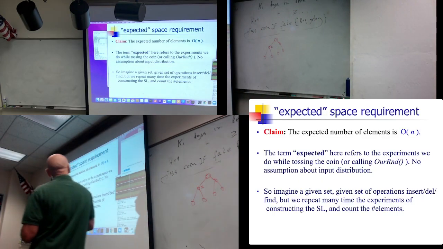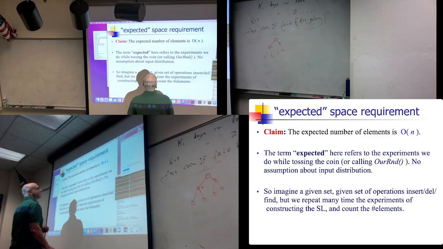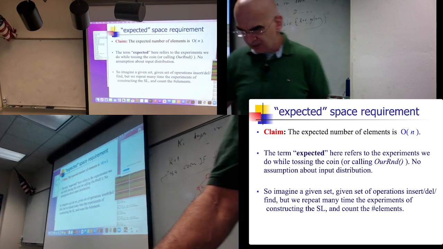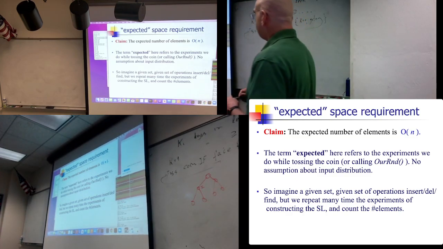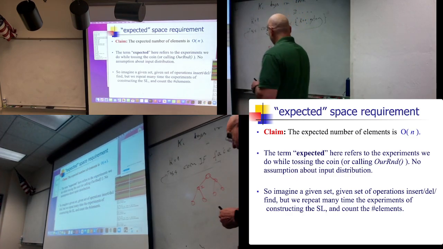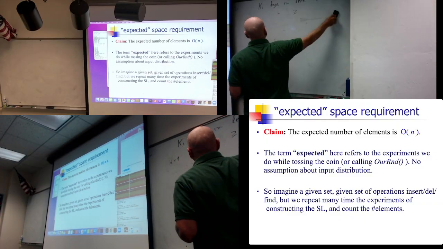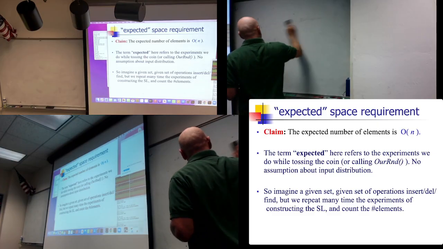So the expected number of elements in the skip list is O(n). And here I'll use the whiteboard to give a bit more of a rigorous proof. I didn't update the slide to have it.